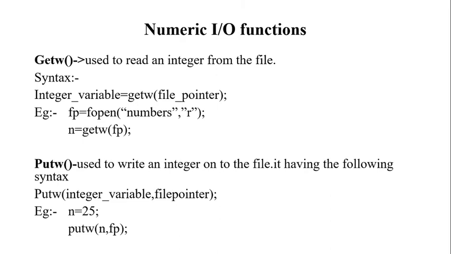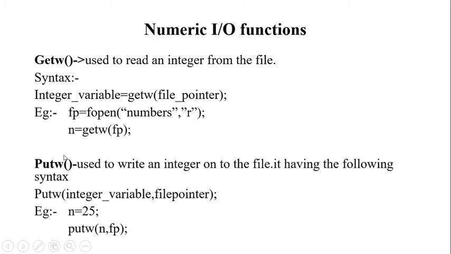The next is putw, just the opposite function of getw. That is, putw is used to write an integer onto the file, and the following syntax is used: putw(integer variable, file pointer). That means this putw function is used to write the content of this integer variable into the file which is pointed to by this file pointer. For example, n = 25. putw(n, fp) means, suppose fp is pointing to this numbers file, the data inside variable n will be written into this file numbers. So that is the function of putw.